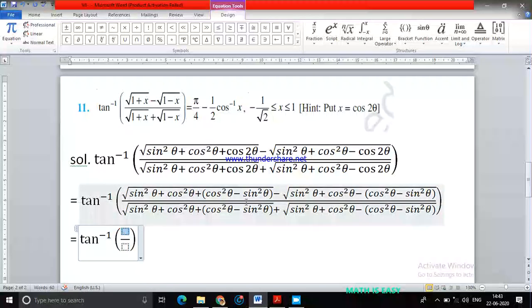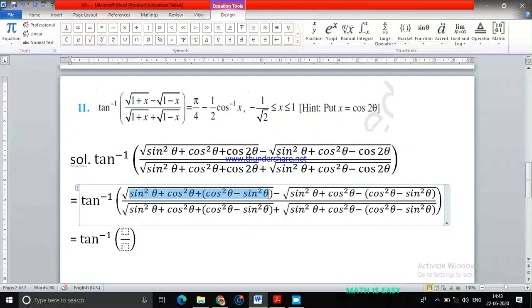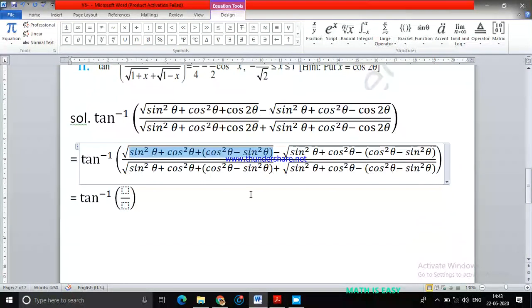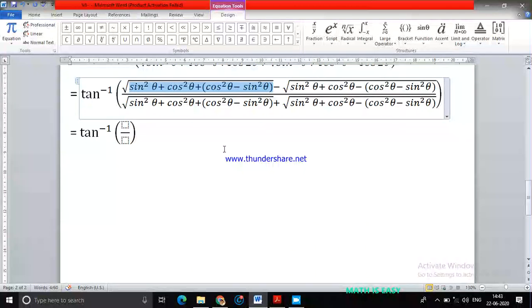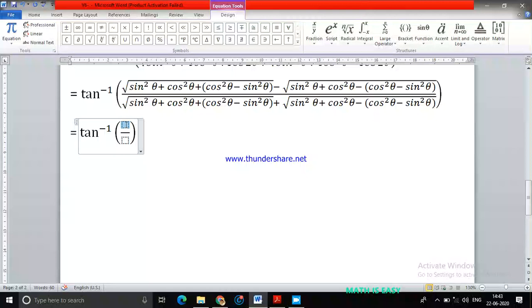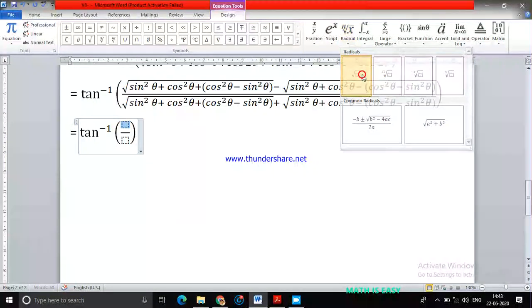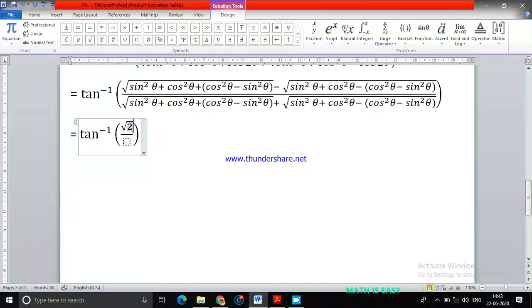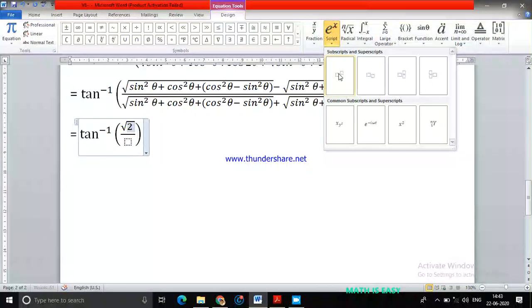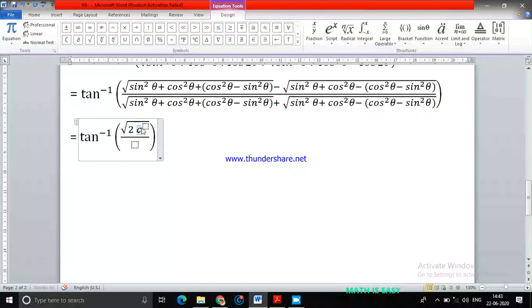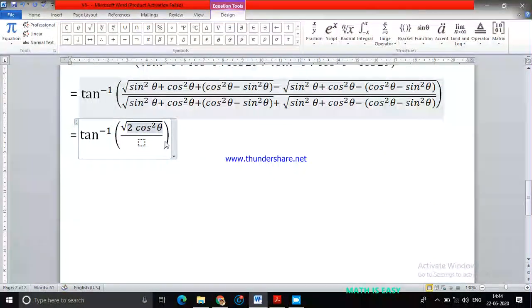Yeah. So here if you see the first term, this selected part is cos square theta, and here you have minus sin square theta. So both will get cancelled, sin square theta minus sin square theta. So you are left with cos square theta plus cos square theta. So it will be 2 cos square theta under root. If you want, let me write one step: under root 2 cos square theta. Am I right? I hope you understood.